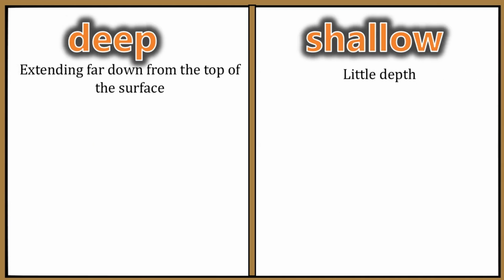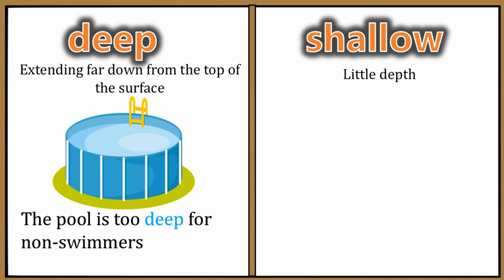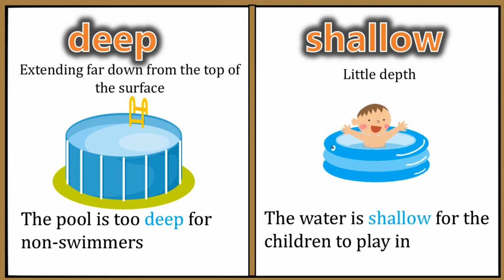Deep. Extending far down from the top of the surface. The pool is too deep for non-swimmers. The opposite of deep is shallow, meaning little depth. The water is shallow for the children to play in.